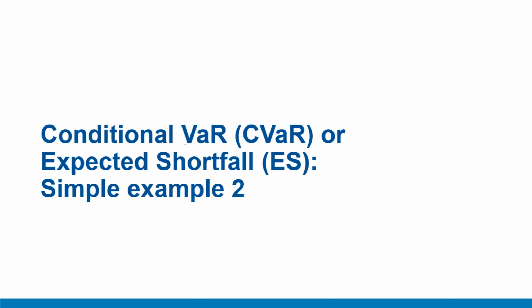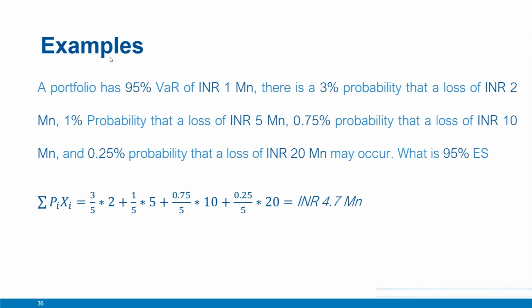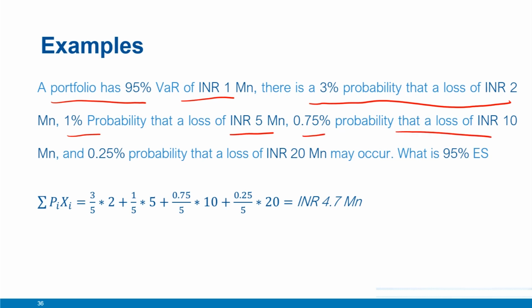In this video, we'll conclude our understanding of conditional VaR or expected shortfall with the help of a simple numerical example. Let's see how this numerical example works out. So we have been given that a portfolio position has a 95% VaR at a 1 million level, rupees 1 million. Then there is a 3% probability that a loss of 2 million may happen. Another 1% probability that a loss of 5 million may happen. 0.75% probability that a loss of 10 million, and a 0.25% probability that a loss of 2 million may occur.